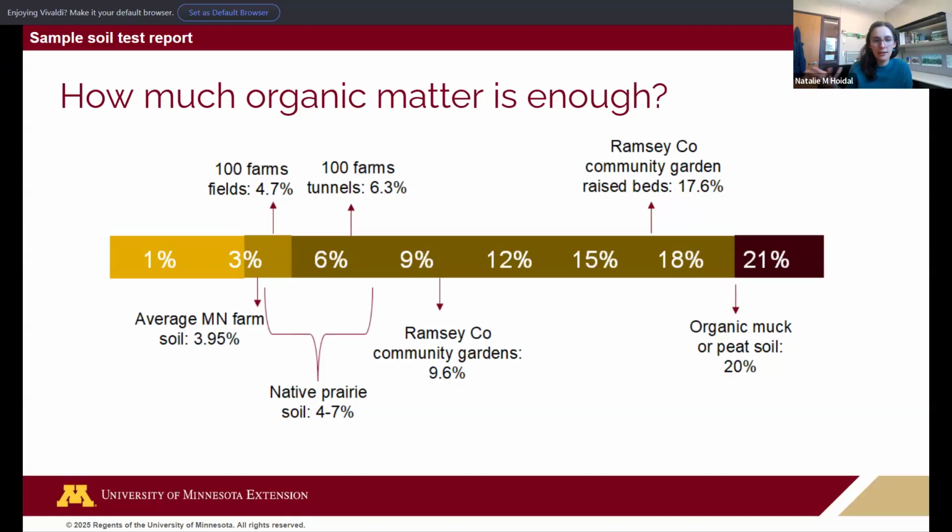Once we hit 20%, we don't actually consider a soil anymore. It becomes like an organic soil, sort of like a peat bog. It's not a peat bog because that's a really specific ecosystem, but it's not even really a soil anymore. And that has some implications for management, for water holding capacity. So the idea that more organic matter is always good is not necessarily accurate.